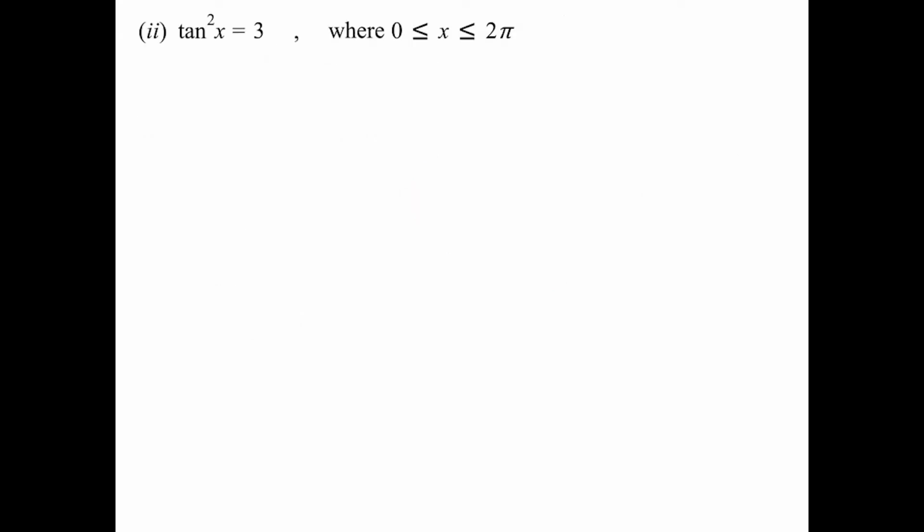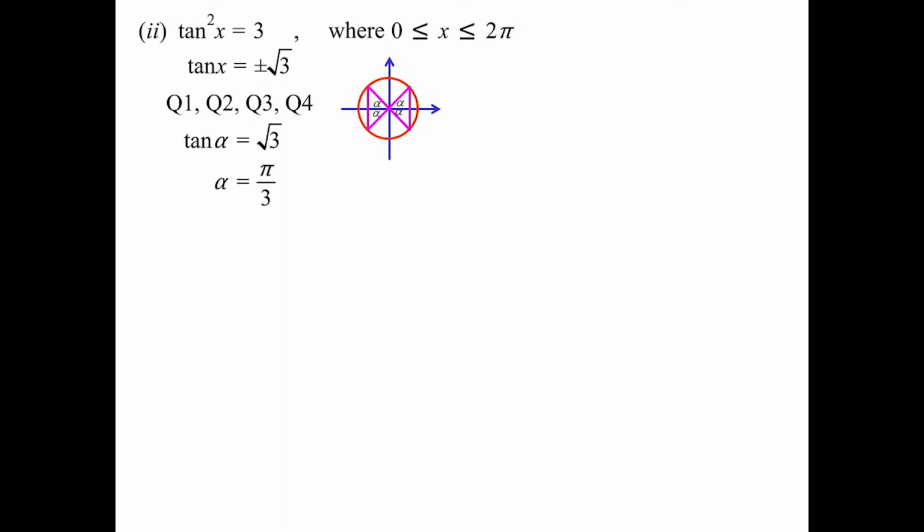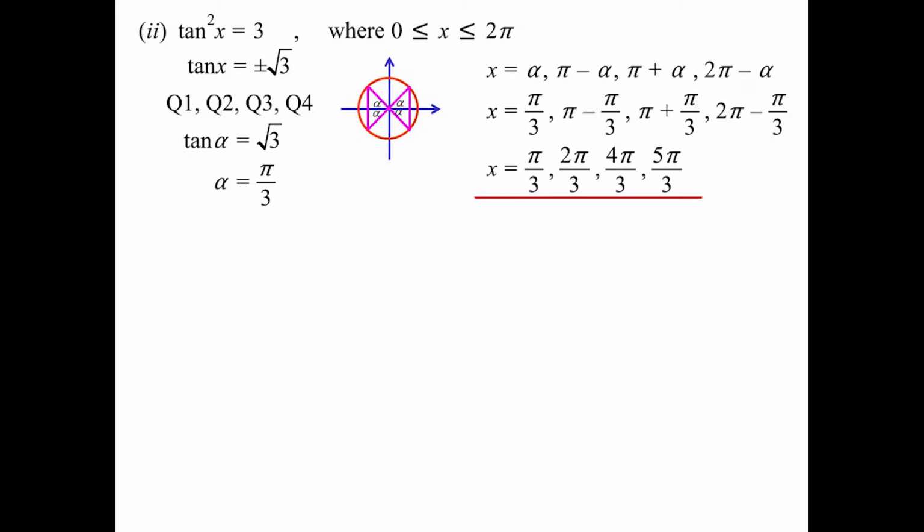So tan squared equals 3. So tan is plus or minus root 3, and once again we get one of those exact values. This time we're in all 4 quadrants because we've got the plus or minus. So we get a nice butterfly, look at that. Anyway, the acute angle, oh, that's also 60 degrees, so that's pi on 3 as well. But now we're in all 4 quadrants. So we get pi on 3, 2 pi on 3, 4 pi on 3, and 5 pi on 3.